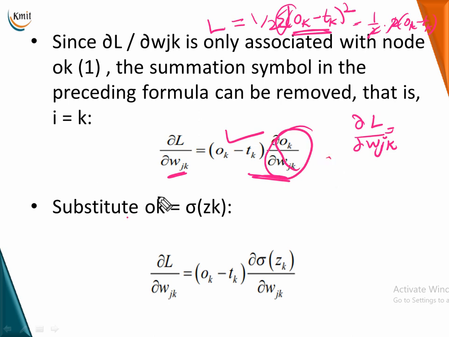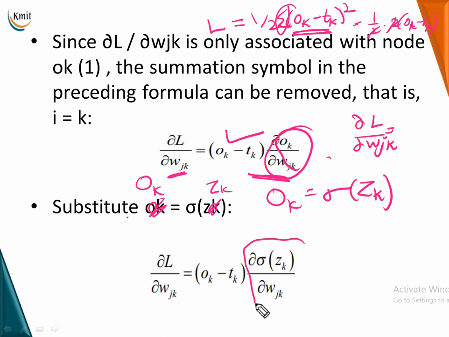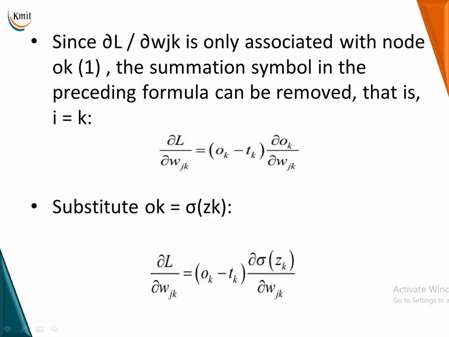So we all know this O_K is nothing but sigmoid of the Z value, Z_K. I am just simply resubstituting it for ease of access, because as I have done for the single neuron, I can replace the gradient of the sigmoid activation function as sigma into 1 minus sigma, right? So I can replace it with that. For that reason, I am simply putting it in that form. So now I will be moving on to the next slide.